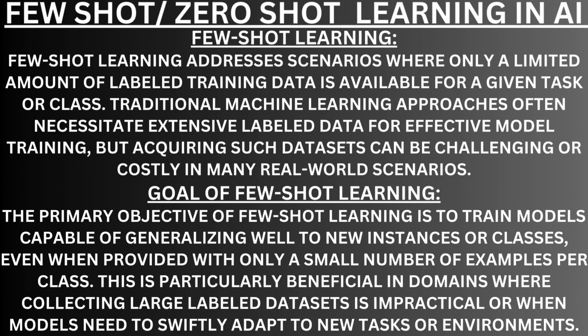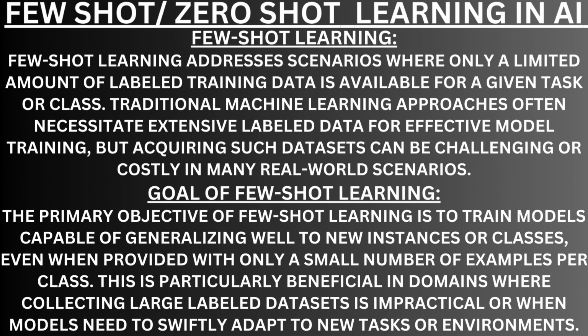Few-shot zero-shot learning in artificial intelligence. Few-shot learning. Few-shot learning addresses scenarios where only a limited amount of labeled training data is available for a given task or class. Traditional machine learning approaches often necessitate extensive labeled data for effective model training, but acquiring such datasets can be challenging or costly in many real-world scenarios.